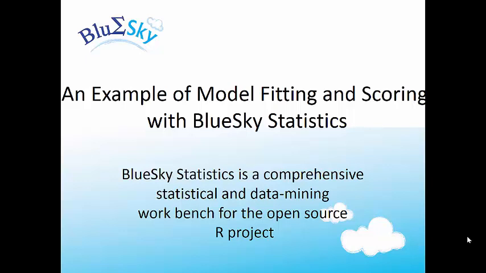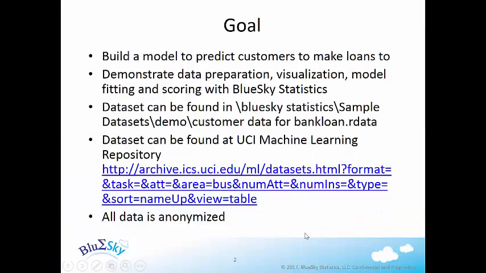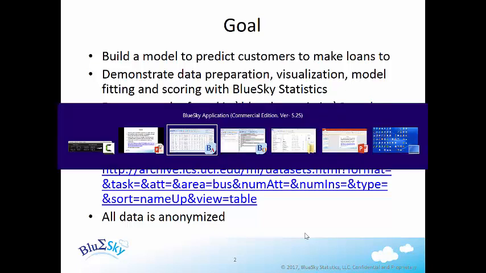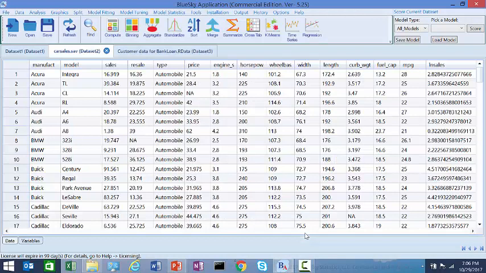and application interface. So what we're going to do today is build a model to predict customers to make loans to. We've got some bank loan data. The data can be found on the BlueSky Statistics CD. I've given you the path. It's in the sample datasets demo folder. The name of the dataset is customer data for bank loan. The dataset is derived from the UCI machine learning repository, and I've got the link there, and all the data is anonymized. So with that said, let's go into the BlueSky Statistics application.